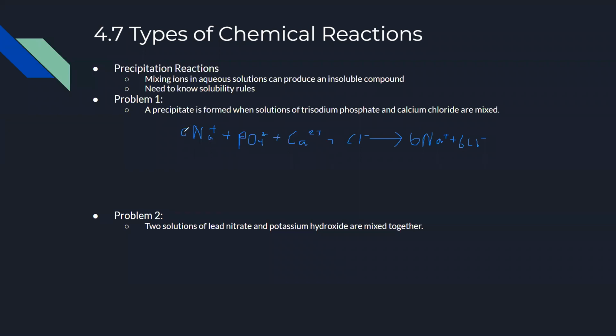Here, 6 Na, 6 Cl. And so there would be 3 calciums for 6 chlorides and 2 phosphates. So that will create an insoluble solid, calcium phosphate, Ca3(PO4)2. And the sodium and the chloride are spectators, so you can take them out and erase them.